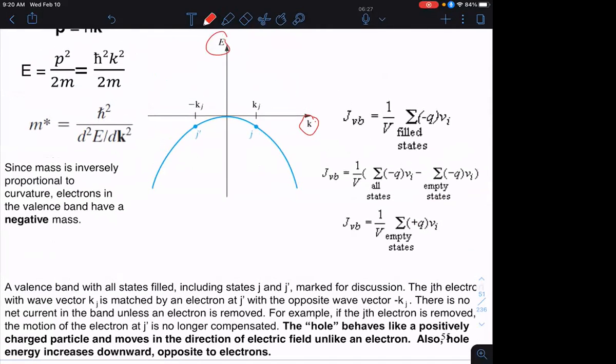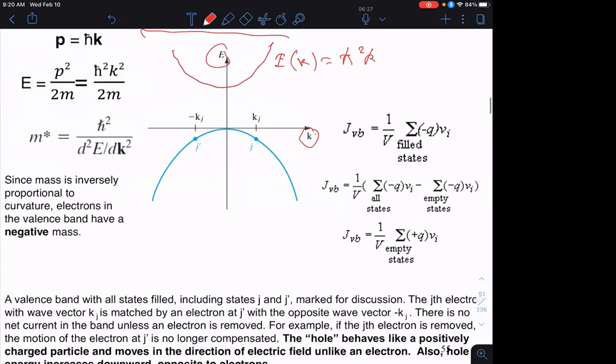Now, when you plot the band structures, we saw that in the conduction band you get a parabola like this, E of k equals h bar squared k squared over 2m. That's the kinetic energy, p squared over 2m, plus, of course, whatever the potential energy is. So the potential energy point corresponds to k equal to 0, where the kinetic energy is equal to 0.